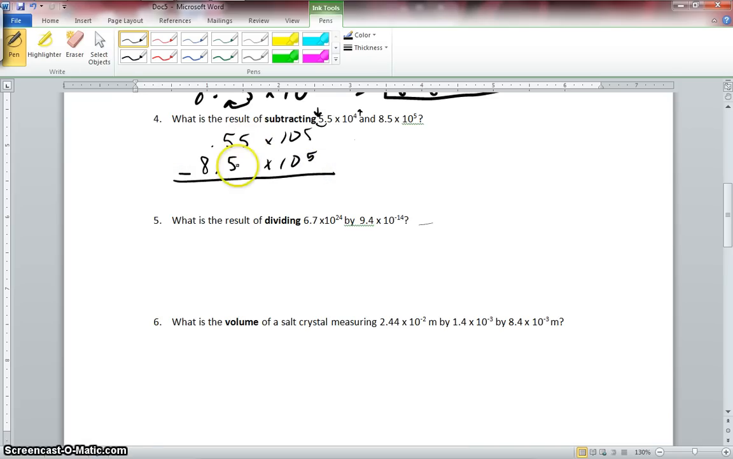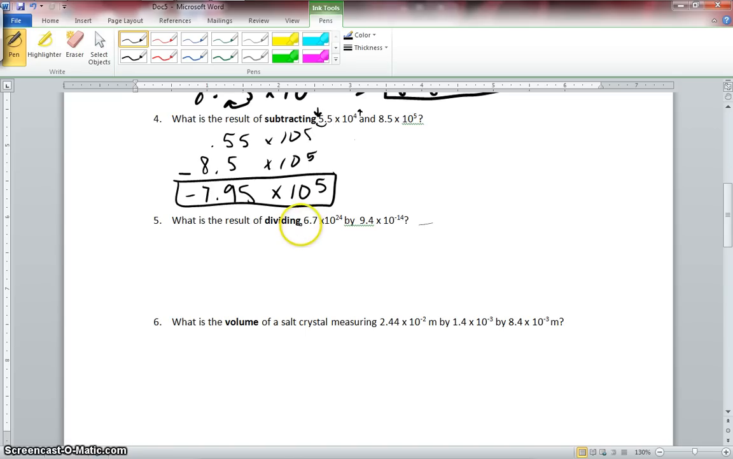So we do have a small number and we are subtracting a big number, so the answer should be negative. So if we go 0.55 minus 8.5, our answer is negative 9, oh, nope, sorry. Negative 7.95 times 10 to the 5th is our correct answer. Next one, dividing.